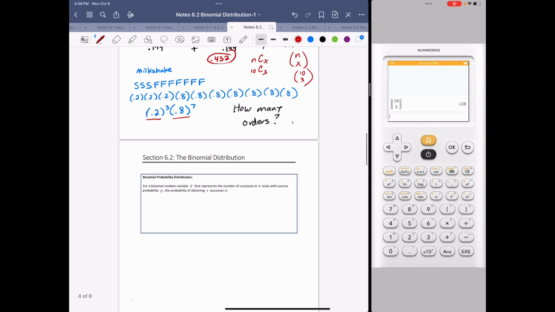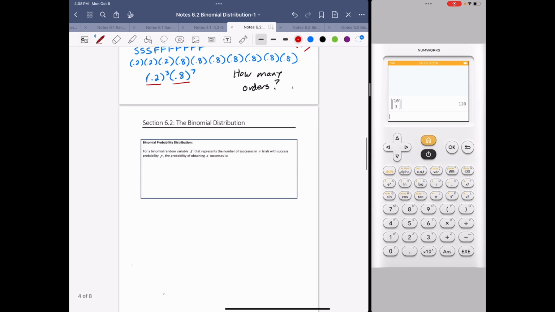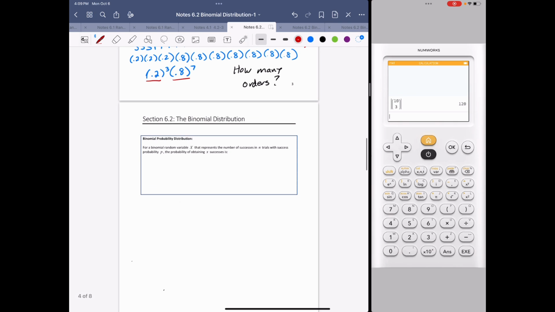And that's going to lead us to a very important formula in math. It's called the binomial probability distribution, and it has a formula. The formula looks tricky, but you already know it because we've already done it. It says for a binomial random variable x that represents a number of successes in n trials with success probability p, the probability of obtaining x successes is P of x. All right, and what we're going to do is n choose x. Or we'll write it the way NumWorks says, in a minute. But I'm going to do n choose x.